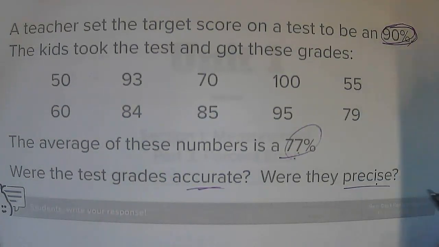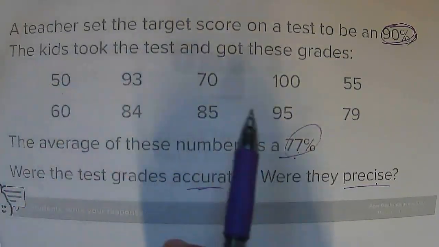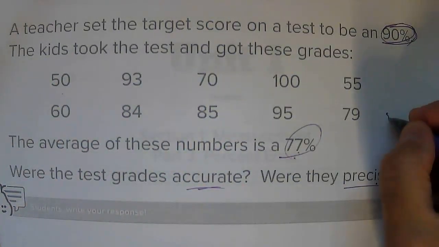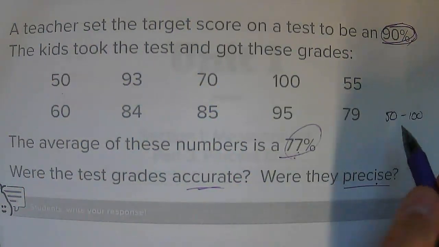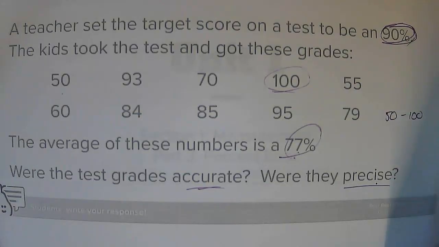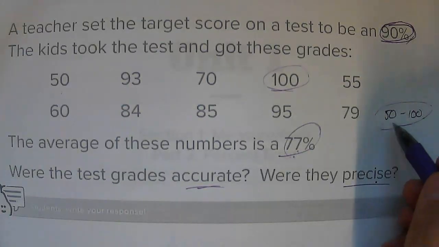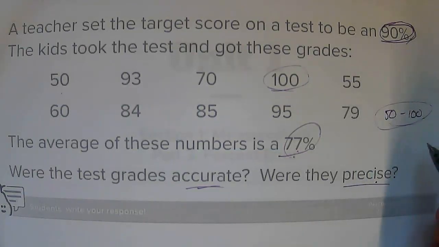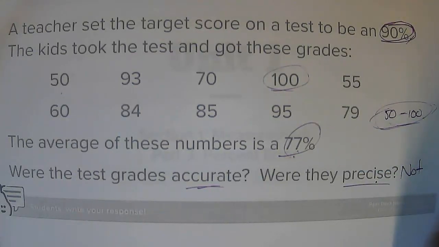Precision is the easiest one to look at. We'll take the lowest number and the highest number. So we go 50 to 100. And so that's the range. But the highest score on a test is only 100. So this covers half. The precision covers half of the possible scores. So they are not precise. There's no way that those numbers are precise. They are not grouped together.